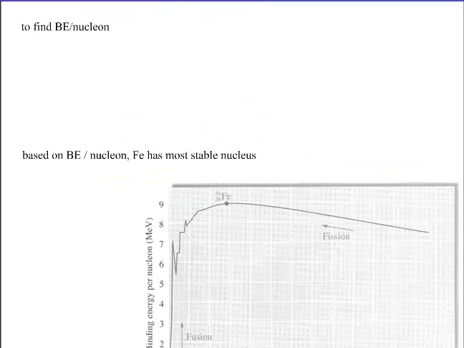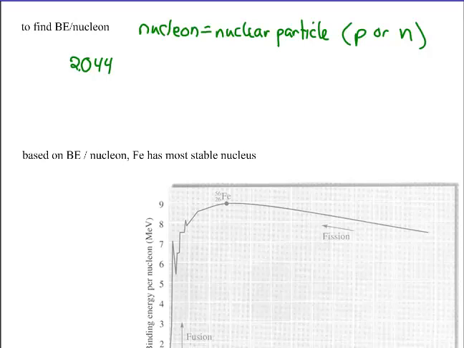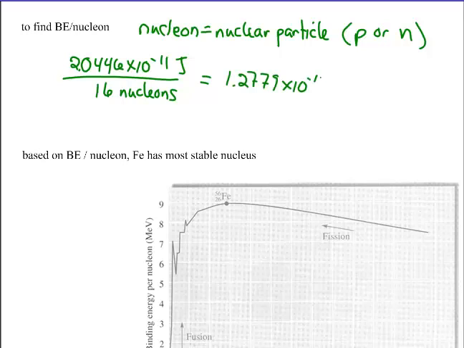Well, it's all very interesting, but what actually is more useful is to find out what is the binding energy per nucleon. Nucleon is simply a nuclear particle. It can be either a proton or a neutron. So to find the binding energy per nucleon, I'm going to take the binding energy per nucleus and I'm going to divide it by the number of nucleons. For our oxygen isotope, we have 16 nucleons. So if I do the math, what I will find is that I have 1.2779 times 10 to the negative 12 joules per nucleon. And binding energy per nucleon is a measure of how stable an isotope is.